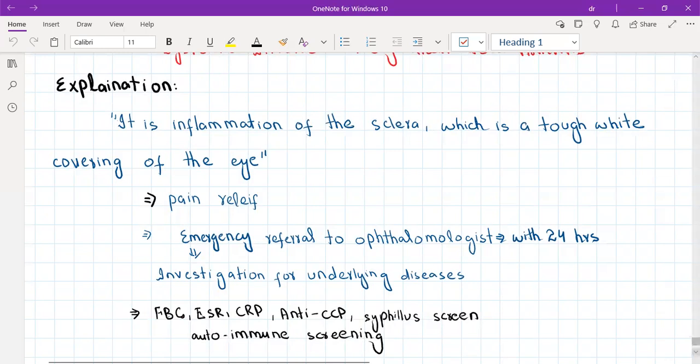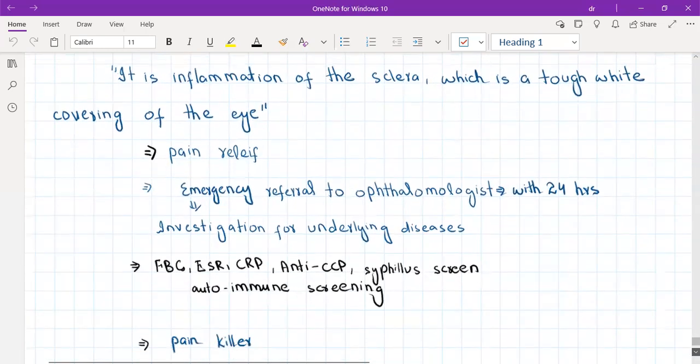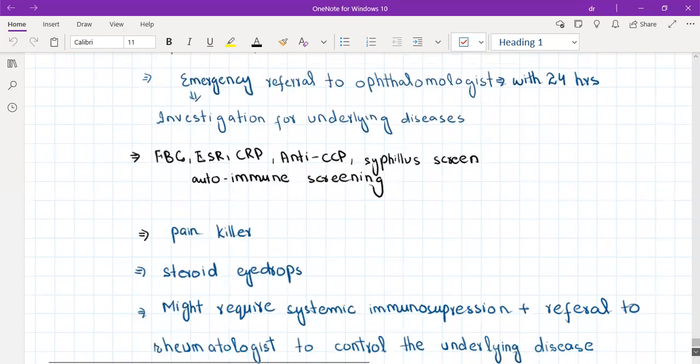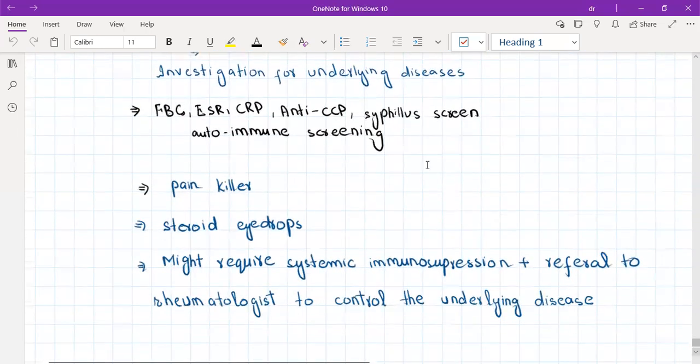What will the ophthalmologist do? They will investigate for the underlying diseases because 50% of them have some underlying disease. They will do investigations like full blood count, ESR, CRP, anti-CCP for rheumatoid arthritis, syphilis screen for syphilis, autoimmune screening for other autoimmune diseases. They will give painkillers, steroid eye drops, and they might need to give systemic immunosuppression. And might require a co-referral to a rheumatologist to control the underlying disease.